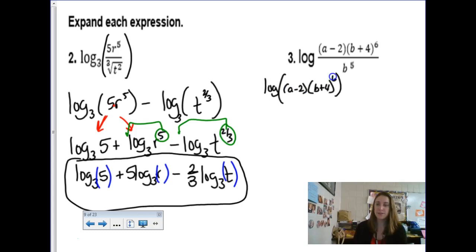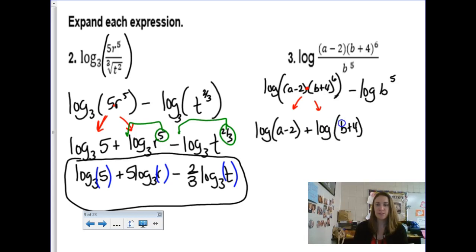And some of you got so good at this in Algebra 2 that you could actually expand all the way down to the final answer without doing much work at all, and that's awesome. Inside this logarithm, I still have a multiplication problem, so we're going to split that up. So I have log of a minus 2 plus log of b plus 4 to the 6th power still, and that's the only thing being raised to the 6th power, minus log base b to the 5th power, and then finally any exponents can come down in front.